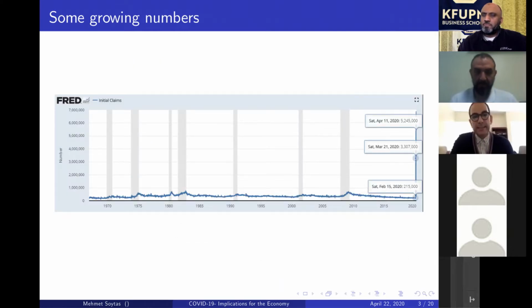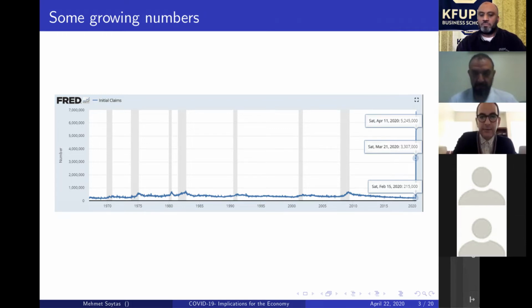This is basically from the United States, but the numbers are not so different all around the world. This shows some statistics that labor economists and all macroeconomists follow very closely to understand how healthy the labor markets are. These are the unemployment insurance claims made weekly by unemployed people, who are losing their jobs.